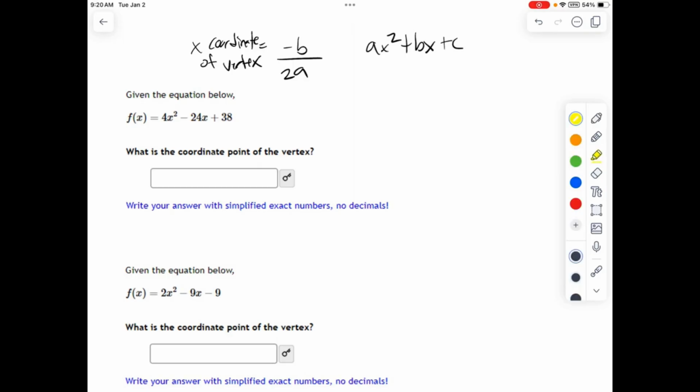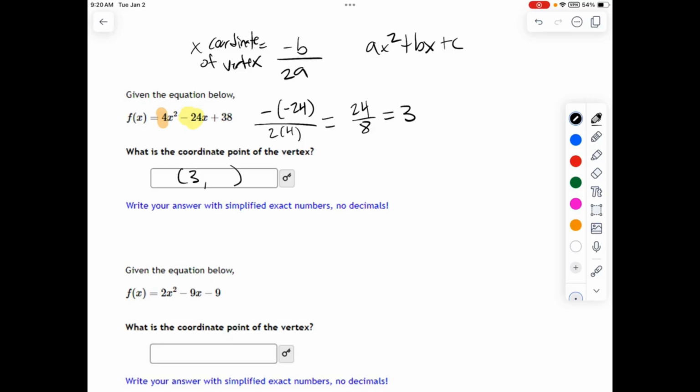So when we're looking at this, the b value is negative 24 and the a value is 4. To find the x-coordinate of the vertex, you go negative. Be careful, b is negative itself, so it's negative of negative 24 over 2 times 4. Negative times negative is positive, over 8. In other words, 3. So you know 3 comma something is your vertex.